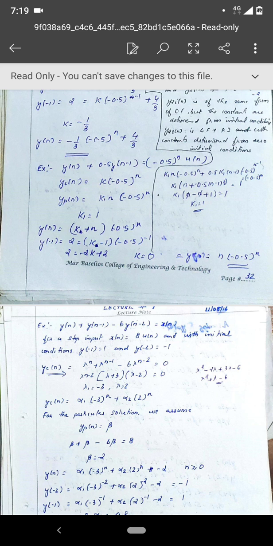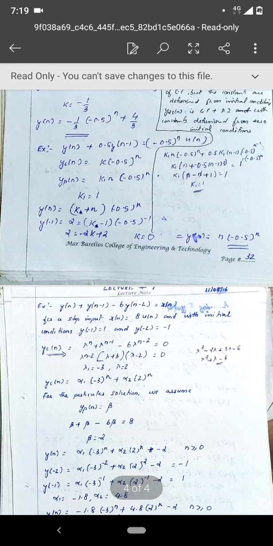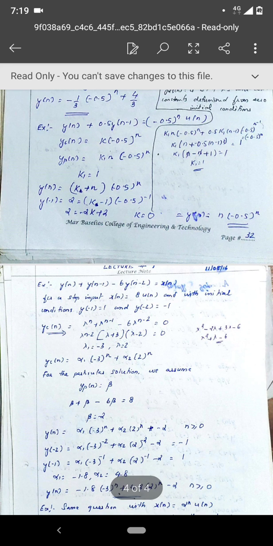You can see that I take that same question, LHS remains the same, but instead of u of n, or 2 into u of n, I have minus 0.5 raised to n u of n. Instead of u of n, my input is minus 0.5 raised to n u of n. Naturally, as the LHS is the same, the complementary function also will remain the same. What will be the complementary function? K into minus 0.5 raised to n. That is the solution, already done and written there.